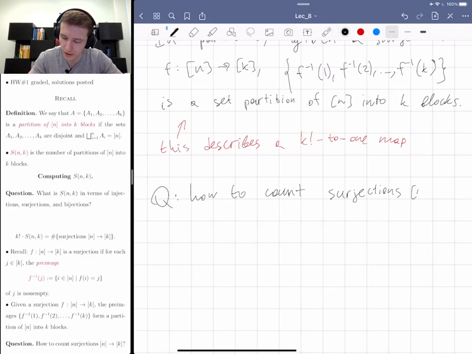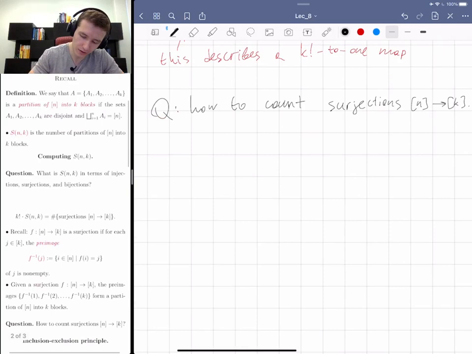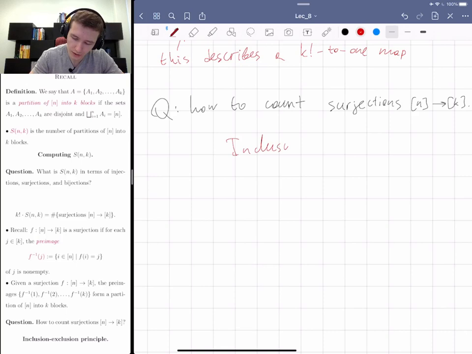So for that, we need a new principle, which may be old to some of you, and it's called the inclusion-exclusion principle.